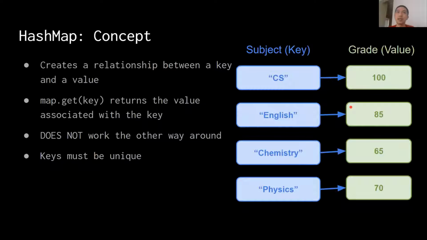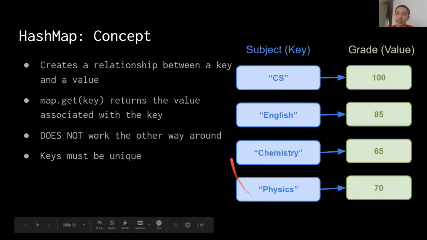So I tell the computer, hey, what is the key associated with 100? And it can't tell me that because your computer would be like, which one am I referring to? Am I trying to get you CS or am I trying to get you English, right? So it only goes one way, key to value. And keys must be unique. So I can't have two subjects that are also called CS because your computer would just be really confused. So all of the subjects have to be unique in the hash map.